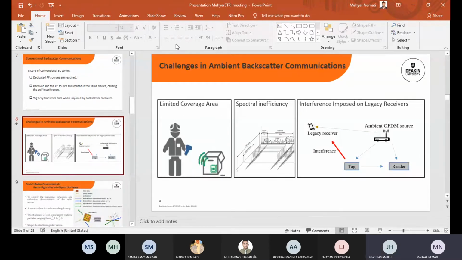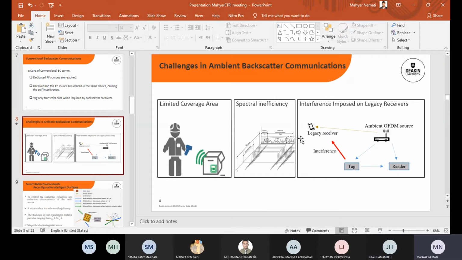So what are the challenges in ambient backscatter communication? Up until now, it seems that everything looks good for ambient backscatter communication, but this is not the whole story. The main problem is that the coverage area is highly limited. The reader should be very close to the tag to be able to collect data from the tag, because of the specific design of the chipless RFID tags.